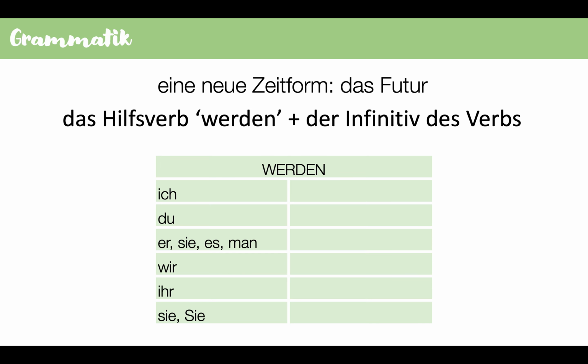So for werden, let's have a look at it. Ich werde, du wirst, er, sie, es, man. Man is the general you in German. Wird. Wir werden, ihr werdet, sie, plural or polite, werden. So let's have a look at them, let's repeat them, and let's try to memorize them.